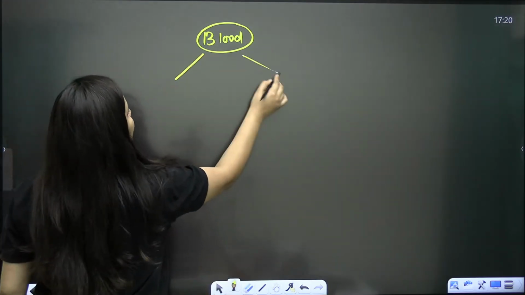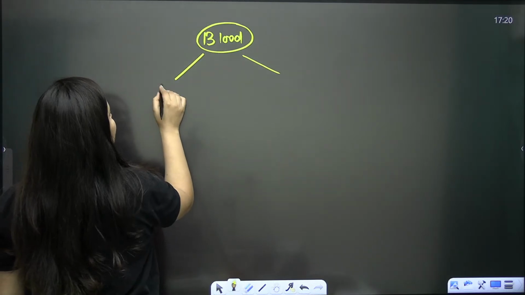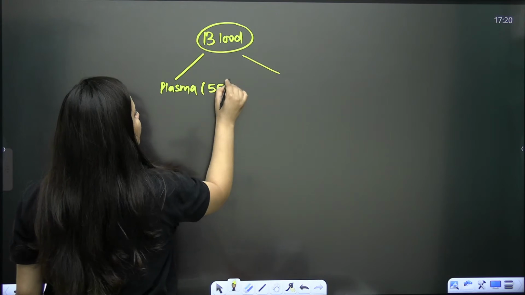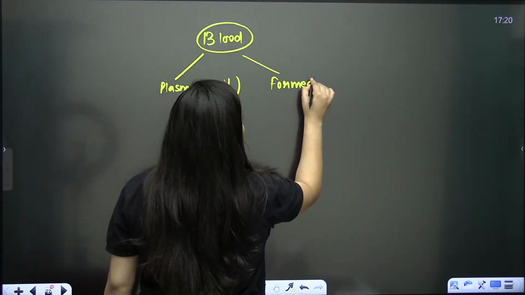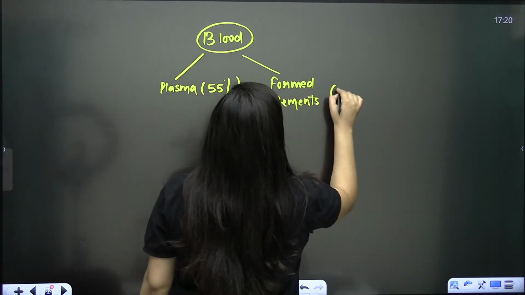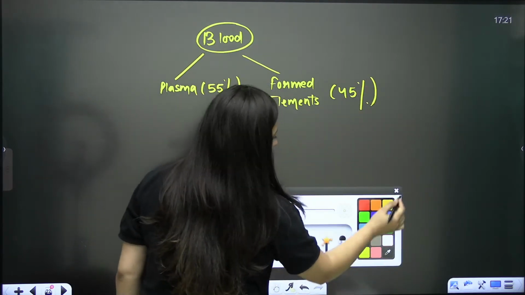So in blood, we discuss two things. One is plasma, which makes 55% of blood, and then we will see the formed elements. These formed elements make 45% of the blood.